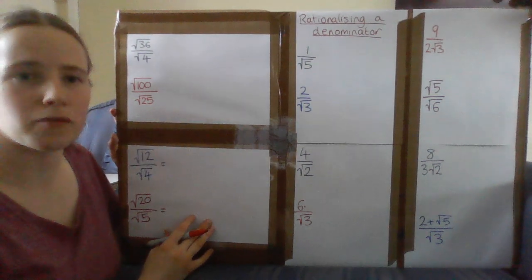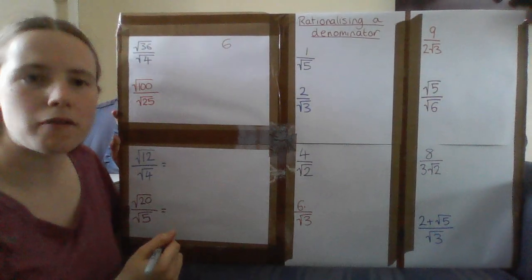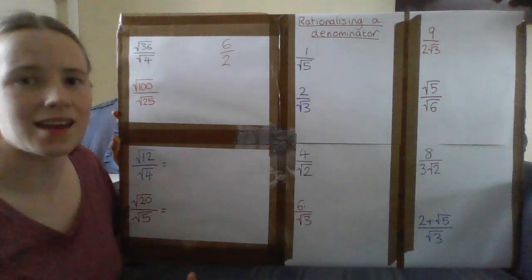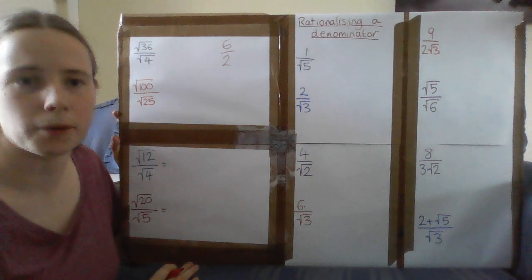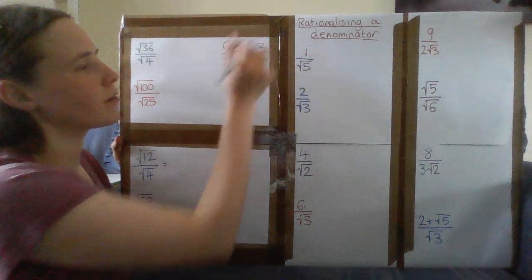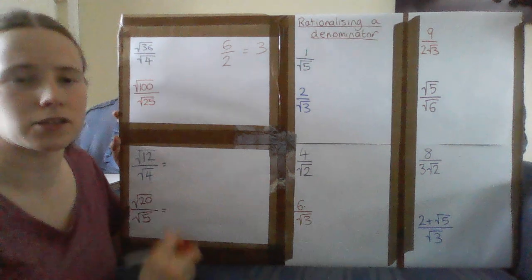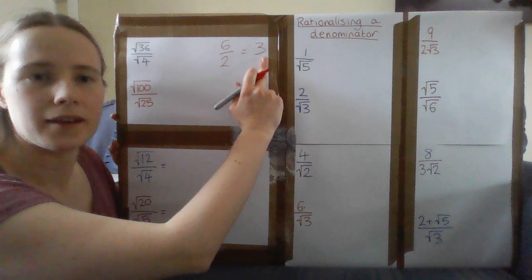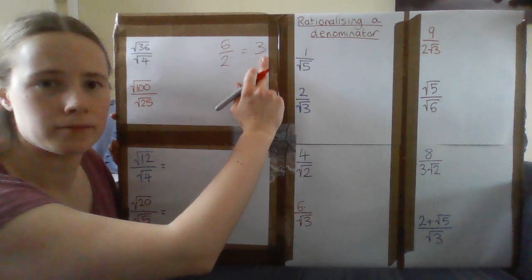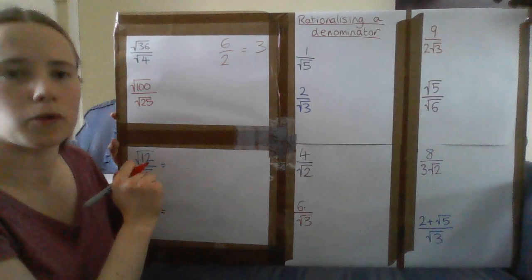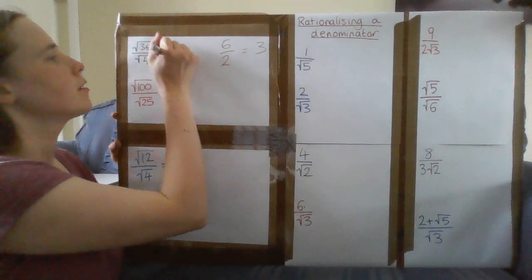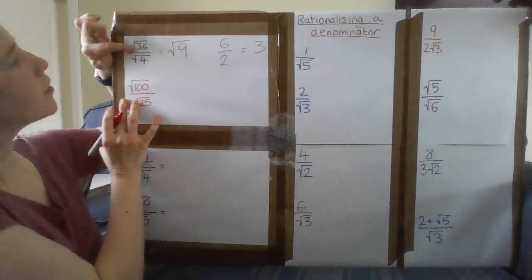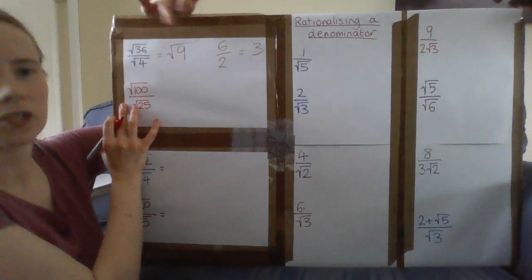So root 36, hopefully you're happy, is 6. The square root of 4 is 2. So root 36 over root 4 is the same as me saying 6 over 2, or 6 divided by 2. So the answer is going to be 3. The answer to this, if you put it into a calculator, would be 3. If I wanted to write that as a square root, though, 3 can be written as the square root of 9. So root 36 over root 4 is 3, or in other words, the square root of 9. If you now look at this, you'll notice 36 divided by 4 is 9, which is really nice.